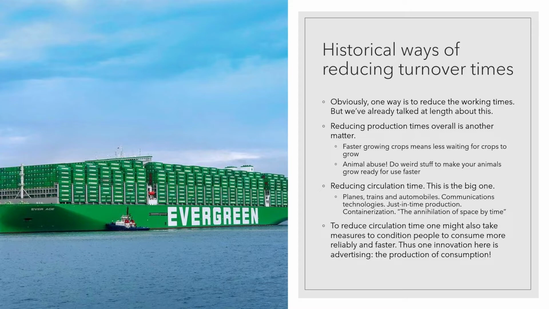You're going to try to take measures to make the population consume more, and consume more reliably and faster, etc. The production of consumption, I think, is another implicit thing that you could argue you get from this impetus to reduce circulation time overall.